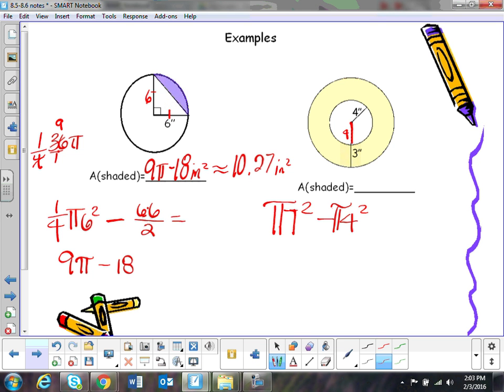Alright. What's 4 pi? Can we subtract these now? Yes, because they're like terms, like 15x minus 9x. So that's your answer in terms of pi. You can put any decimal you want.